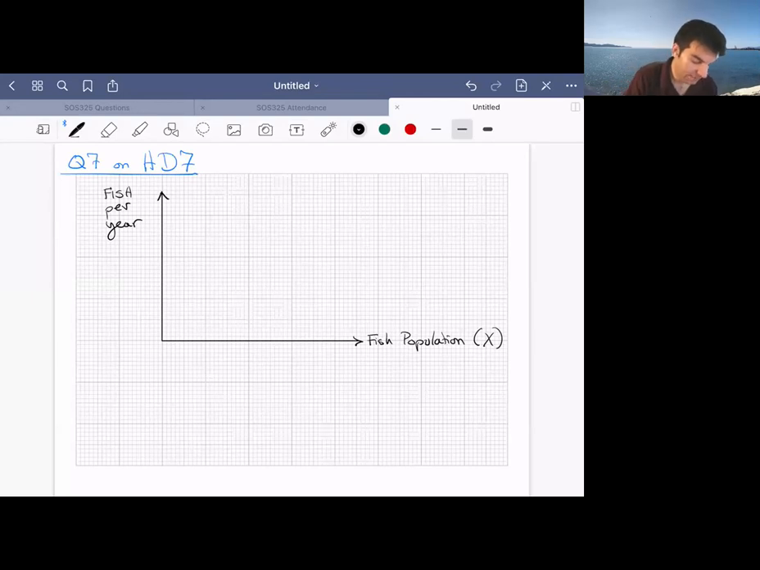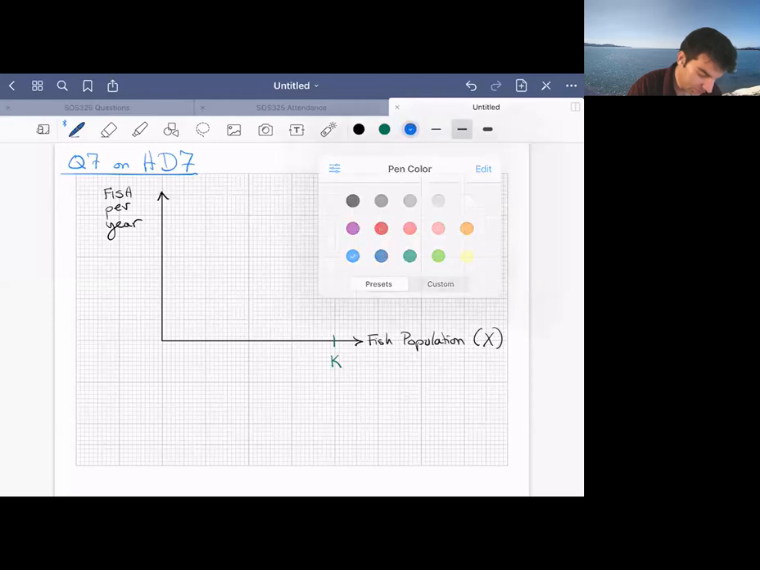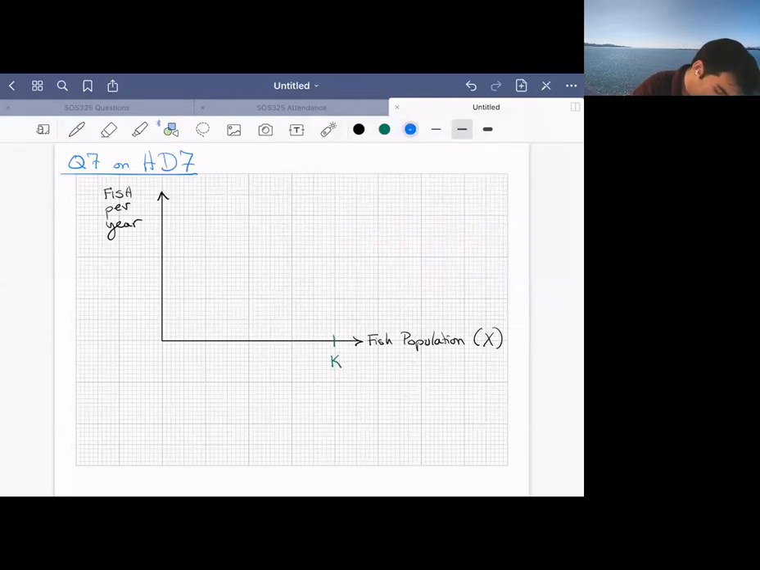And so I am going to put in a carrying capacity K here. That is the most amount of fish that can be sustained in this fishery due to resource limitations, food, etc. So I can then draw an F of X curve, which looks very similar to the yield effort curve. Something like that. And so this here is my F of X regeneration.